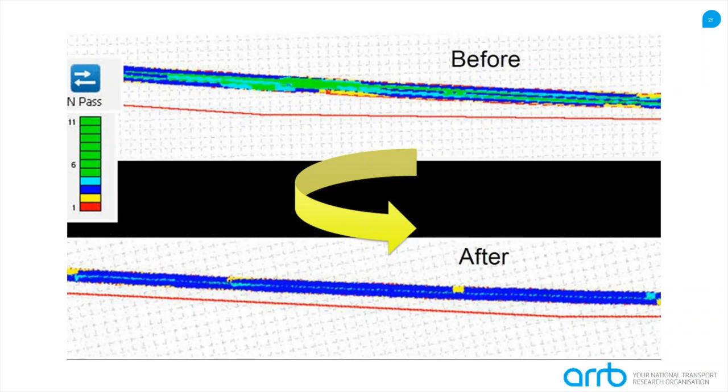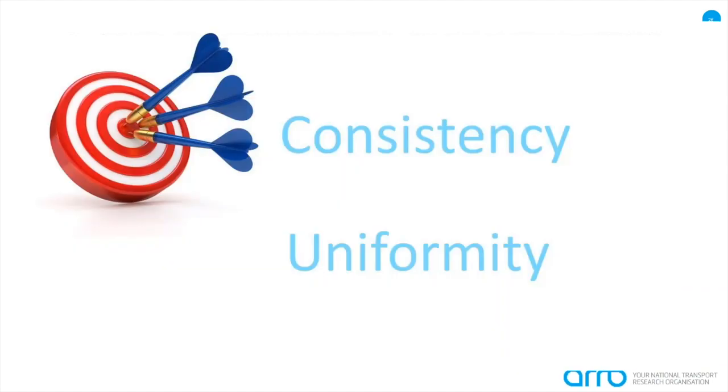When we show the before and after roller passes, it shows immense improvement from just a brief training. So really there are 2 things we would like to achieve with continuous compaction control and intelligent compaction: consistency and uniformity. That will really improve the quality of the pavement and make the pavement last longer.